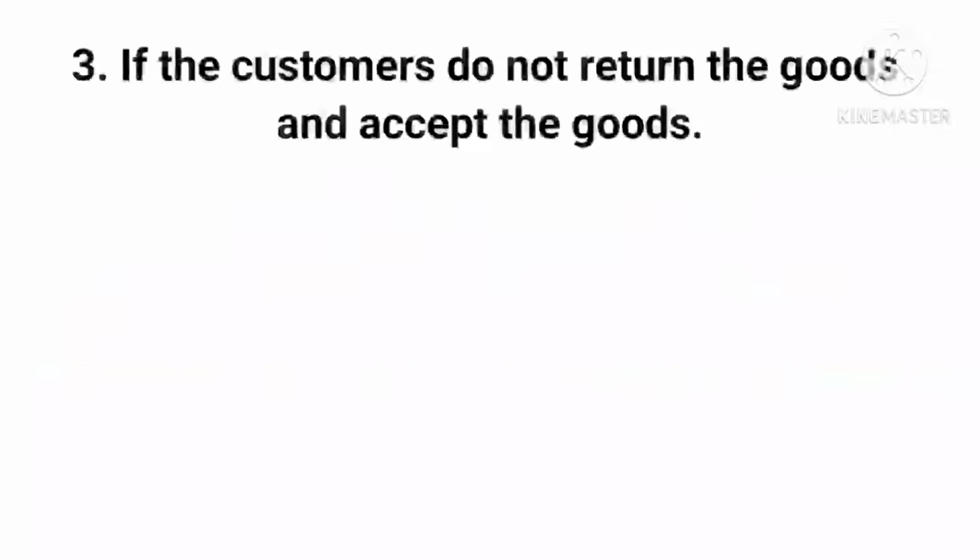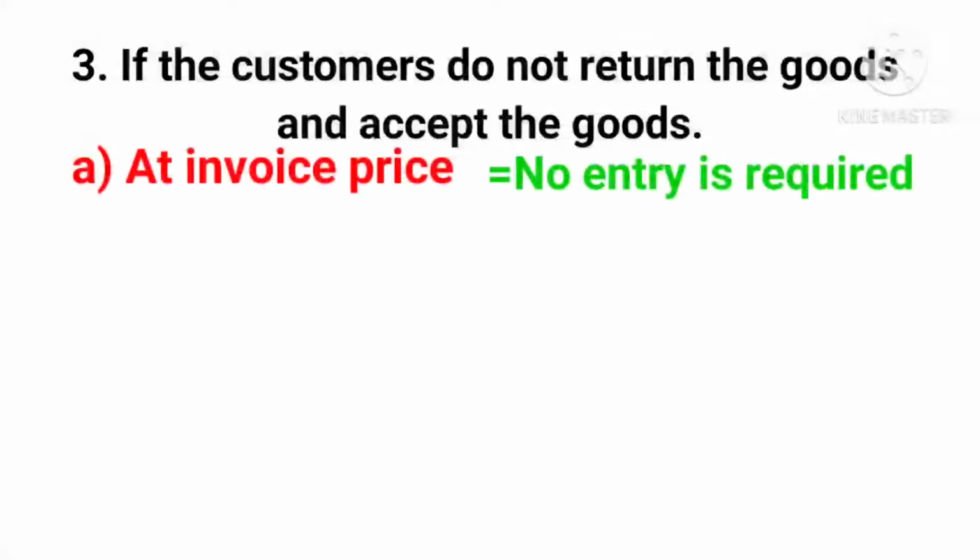Number 3, if the customer does not return the goods but accepts the goods at invoice price or at a price higher than the invoice price. If the customer accepts the goods at invoice price, then no entry is required because the seller has already treated the transaction as a credit sale at the time of sending goods to buyers, and then recorded the entries as sundry debtors account debit to sales account as a credit sale.